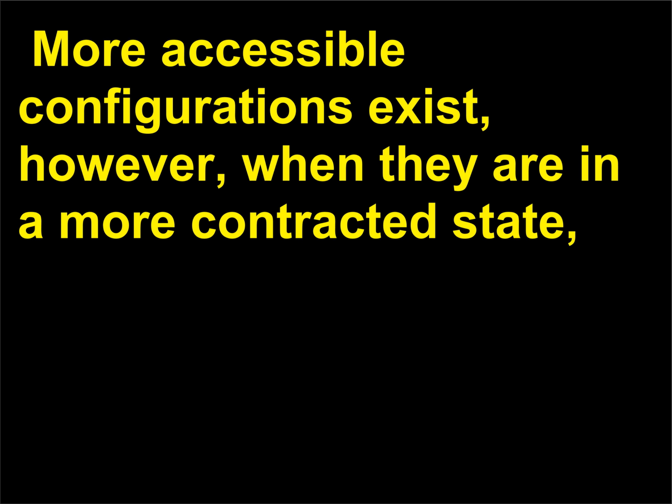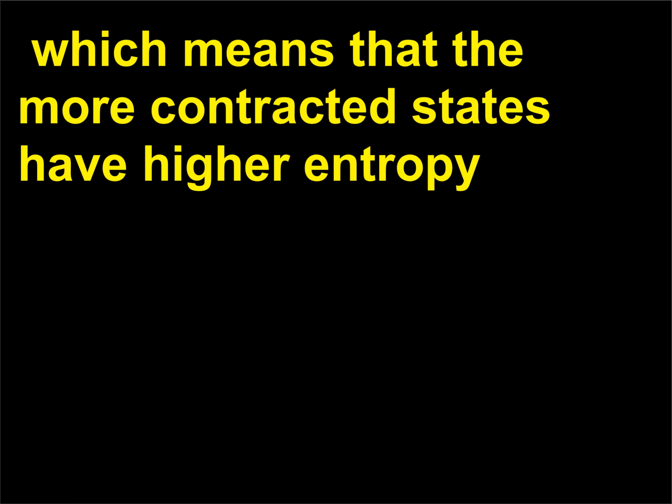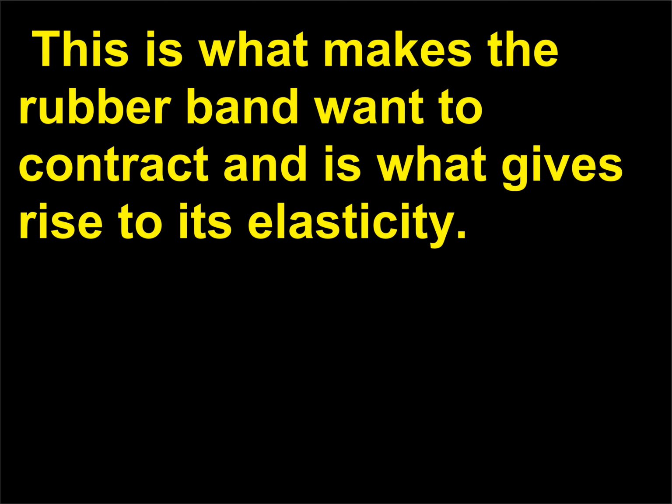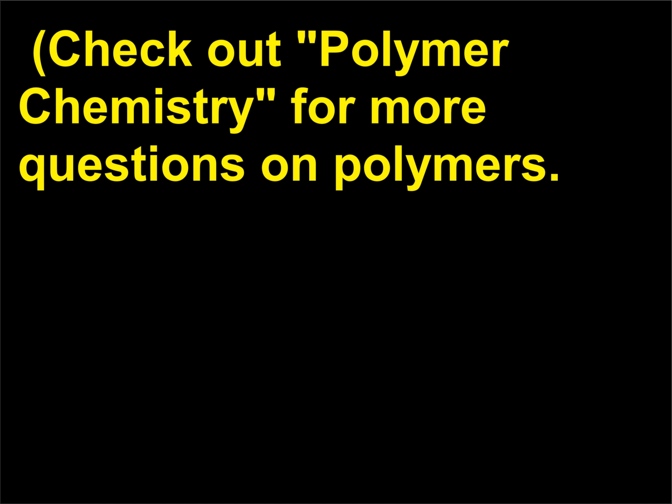More accessible configurations exist, however, when they are in a more contracted state, which means that the more contracted states have higher entropy. See physical and theoretical chemistry, and for this reason are more favorable. This is what makes the rubber band want to contract and is what gives rise to its elasticity. Check out polymer chemistry for more questions on polymers.